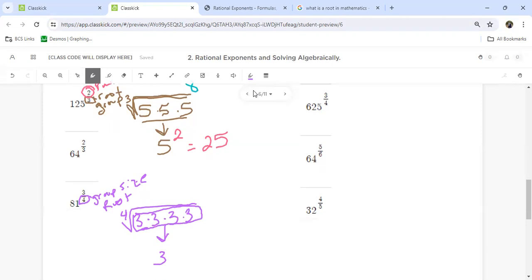Okay. And now after I know that, I'm going to apply the power to that answer, which is 3. So 3 to the 3rd power is 27.